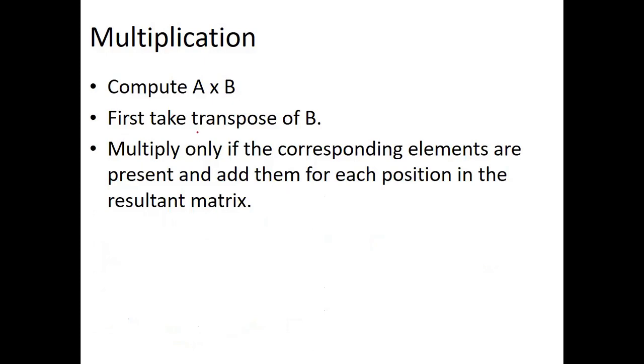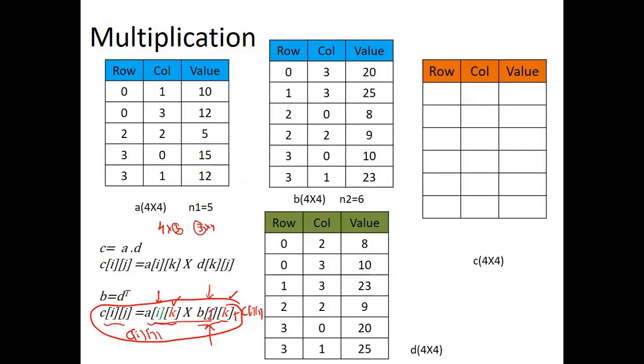For sparse matrix multiplication, when you want to multiply two matrices, A multiplied by B, first take the transpose of the matrix B and multiply only the corresponding elements which are present, because in sparse matrices only non-zero entries will be there. Zero entries are not present, so जो भी present entries हैं, you will be able to multiply and add at the respective position. Now be careful, I am about to start the example portion.